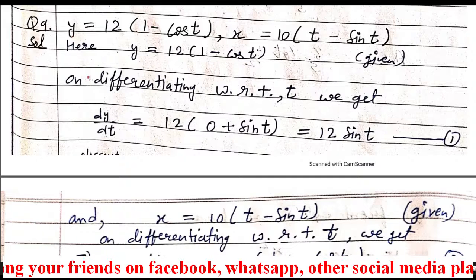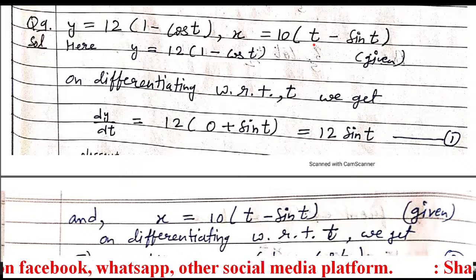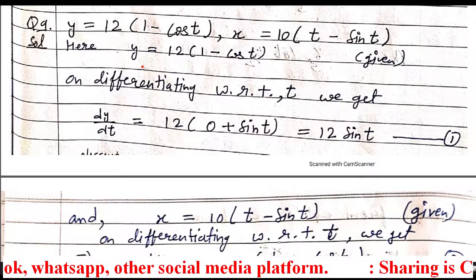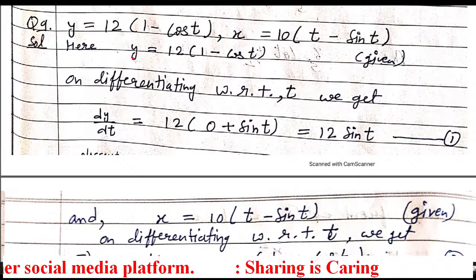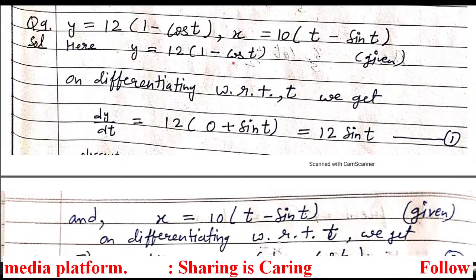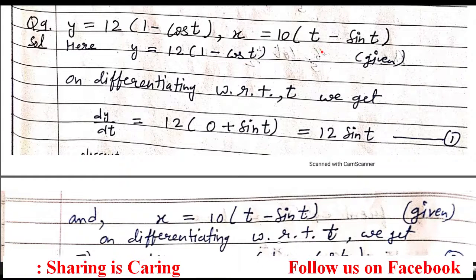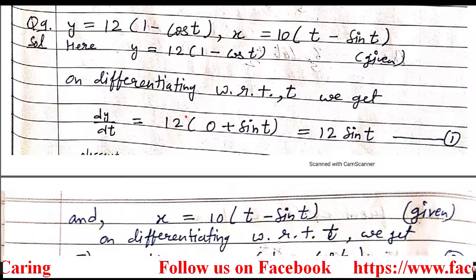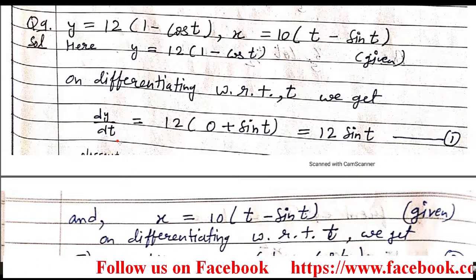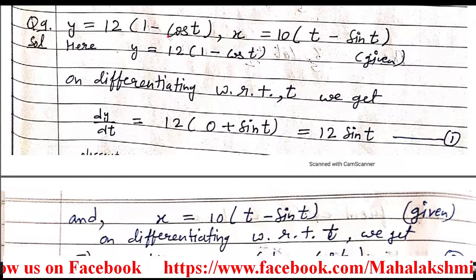So to find dy over dx, since y and x are separately given in terms of t, this is a parametric equation. In that situation, first we have to find dy over dt, because y is in terms of t. Then we have to find dx over dt, and then divide dy over dt by dx over dt. So this is the pattern.